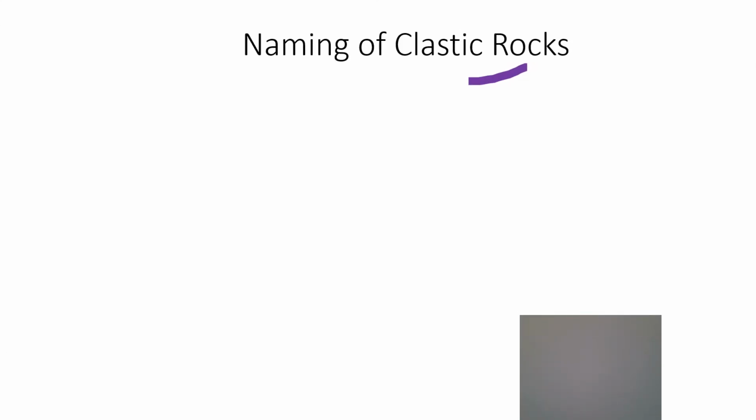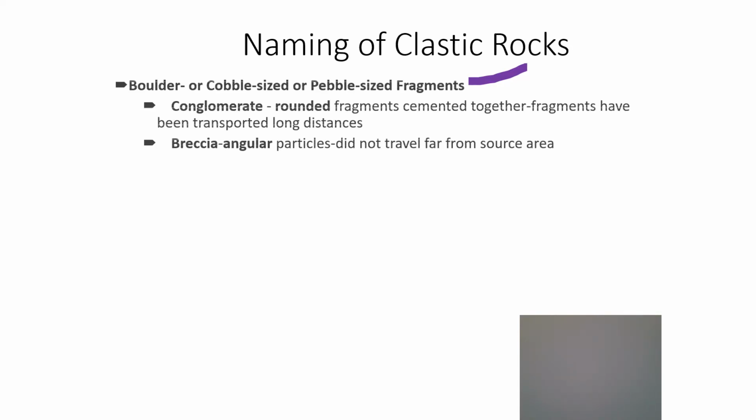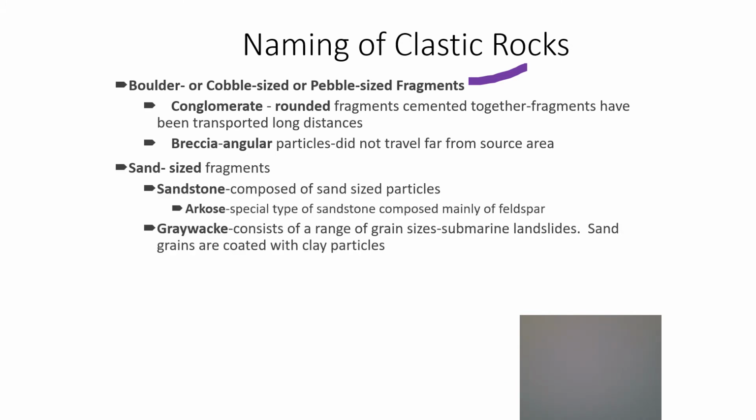Okay, now that we know the steps in the formation of sedimentary rocks, let's take a look into how they're classified based on their sediment size. Clastic sedimentary rocks are made from lithified sediments like boulders, cobbles, pebbles, sand, silt, and clay.